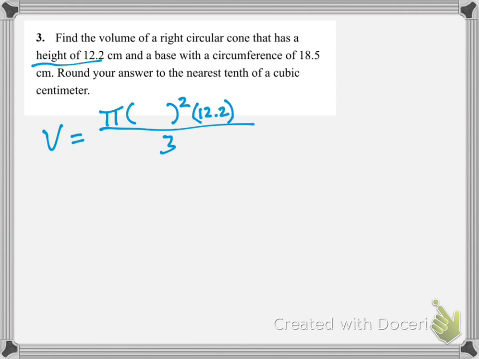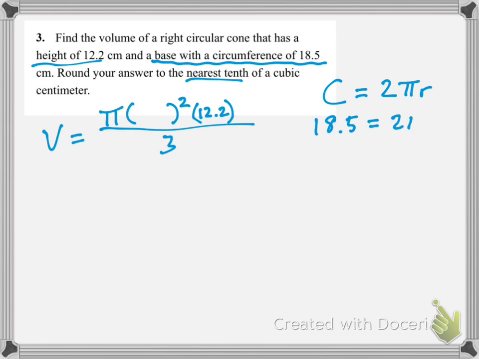So that's fine. Now it says the base has a circumference of 18.5. Nearest tenth. Well, let's see. My cone formula needs the radius. So if they give me the circumference, how's that going to work? Well, let's see. What's the formula for circumference? We got to go back to the beginning of chapter 12. 2 pi r. Well, there's r. There's our radius. The circumference is 18.5. Well, to find r, I have to divide by 2 pi.